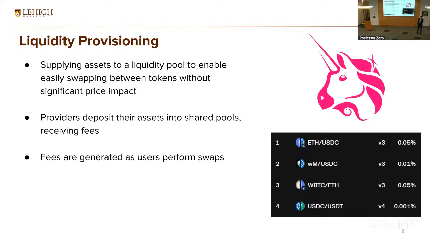Uniswap is a decentralized exchange where users can go in and swap specific tokens across the liquidity pools, and we're choosing to deposit our assets and provide liquidity to these liquidity pools to enable these transactions to occur without large price slippage and just overall as easy as possible for the users.